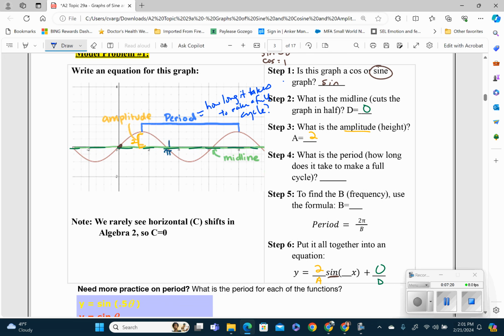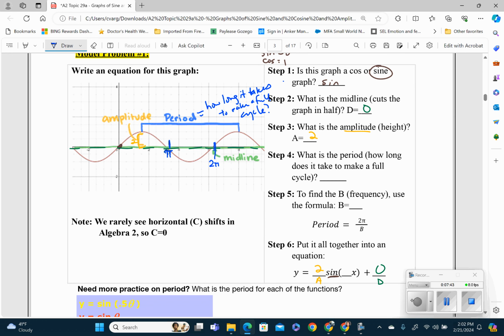All right, so let's take a look at this, right? So if I look over here, I have 2, I have 4, I have 6. So this right here, right, this is pi. So notice that there's a pi here. So if I go double that, this is going to be 2 pi.